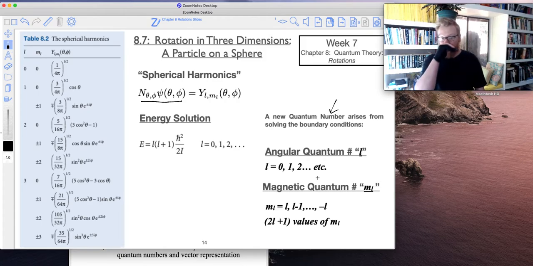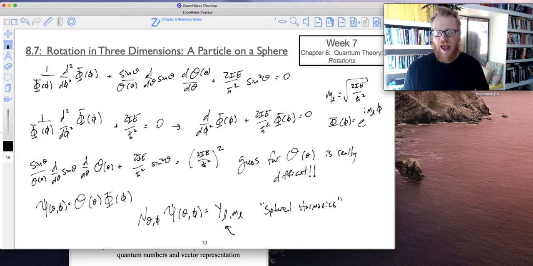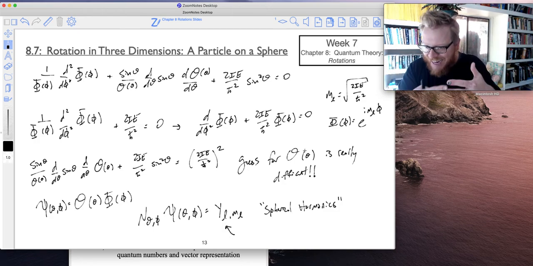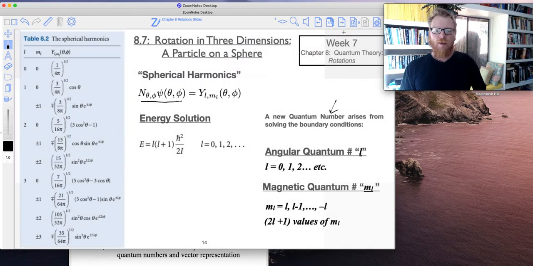What also becomes really cool in this solution is trying to solve these things together, right? Because we have the M_L term right here, which comes from the phi solution. We get the L from the theta solution. However, what becomes difficult is the L and the M_L have to be connected to each other. And it becomes the following. So M_L takes on 2L plus 1 values. That is L, L minus 1, all the way down to minus L.